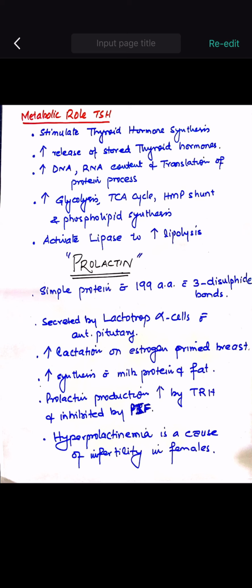So, hyperprolactinemia, where the prolactin levels are increased, is a cause of infertility in females. So, you know, when you are breastfeeding, you mostly don't get pregnant because of the prolactin levels that are increased during breastfeeding.